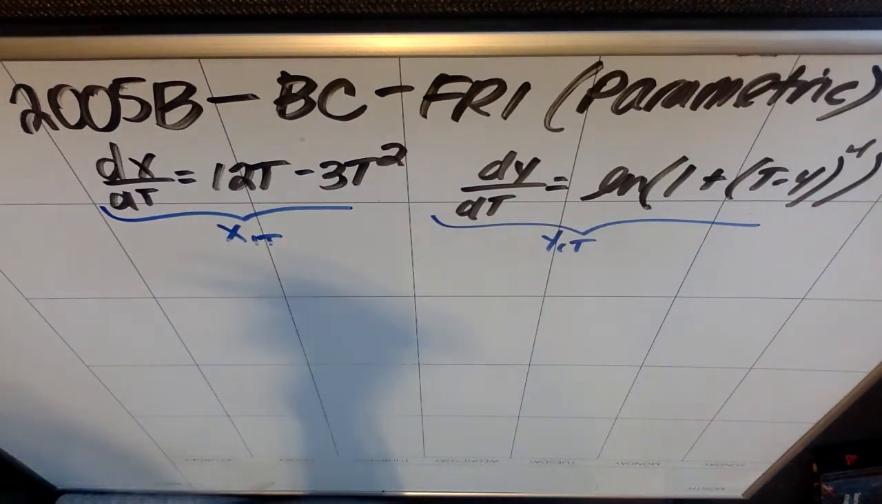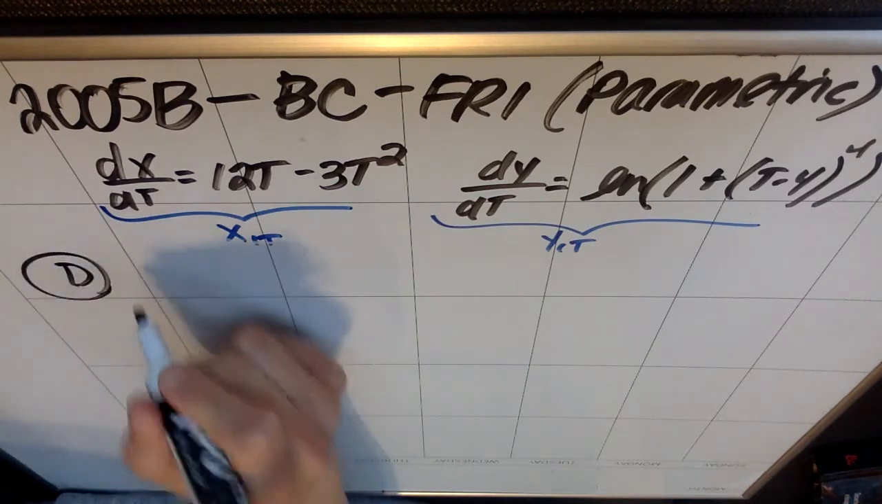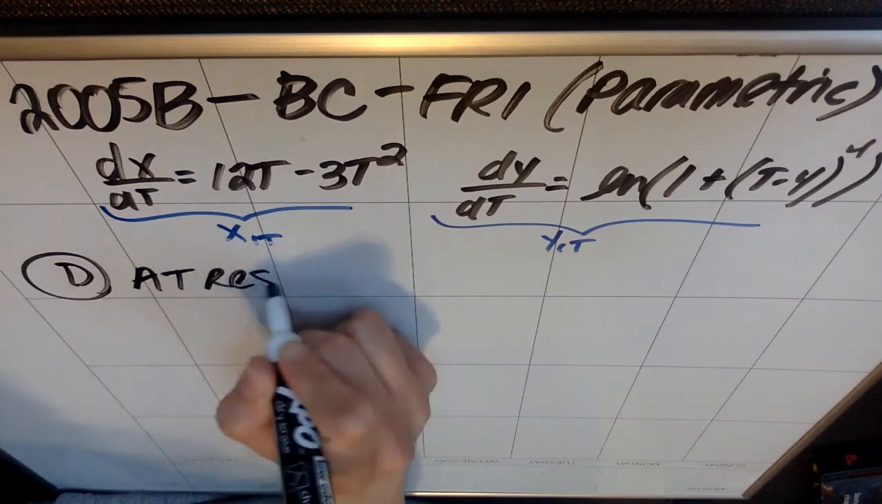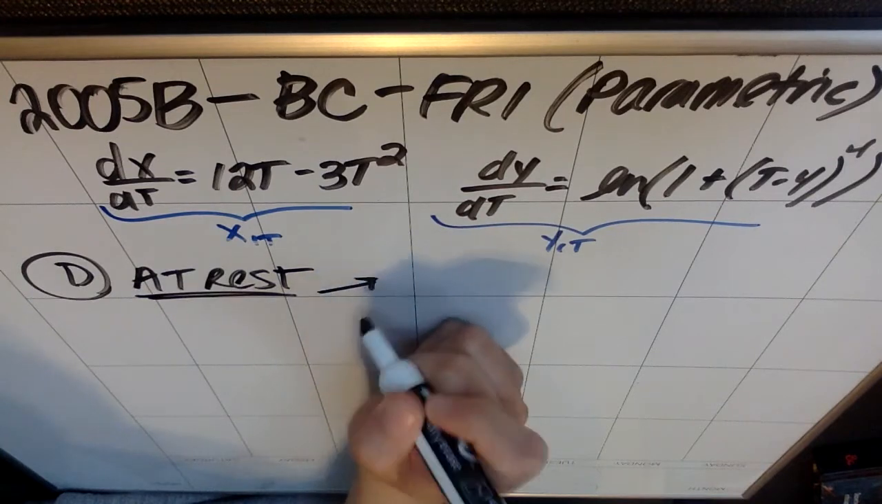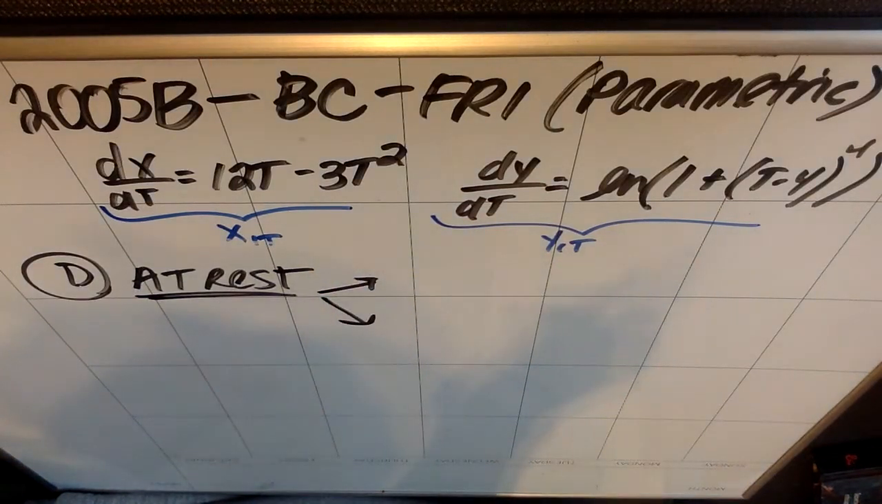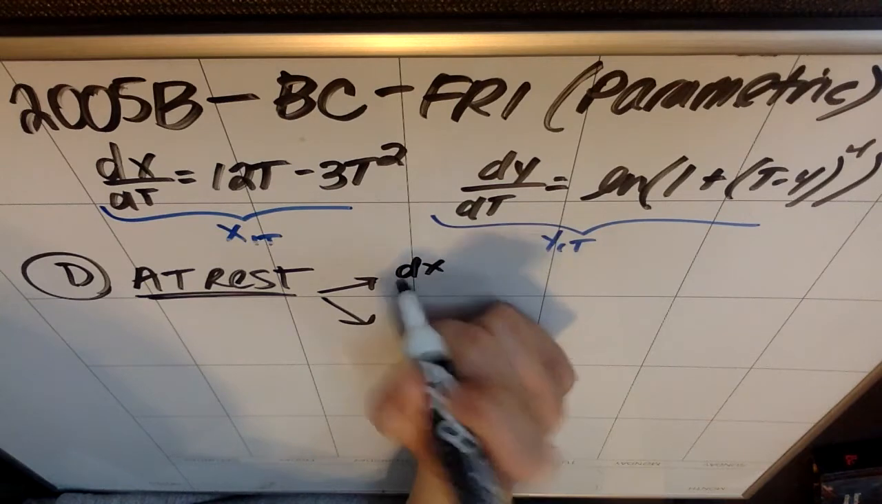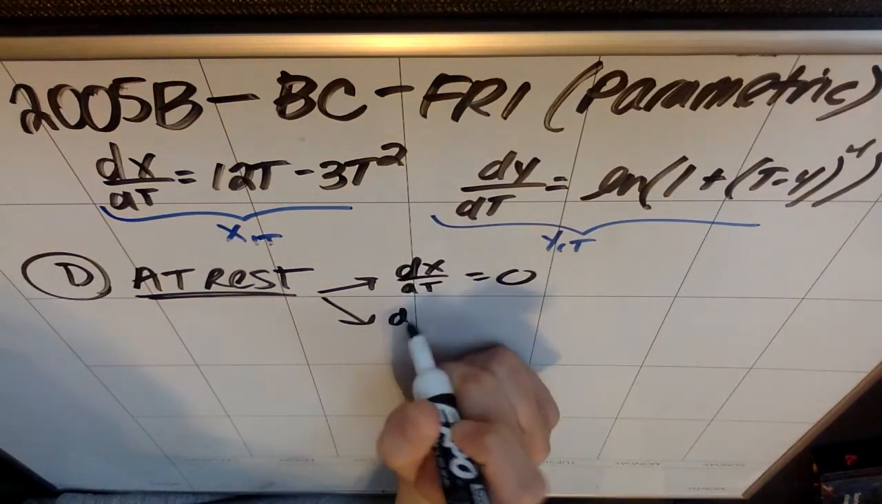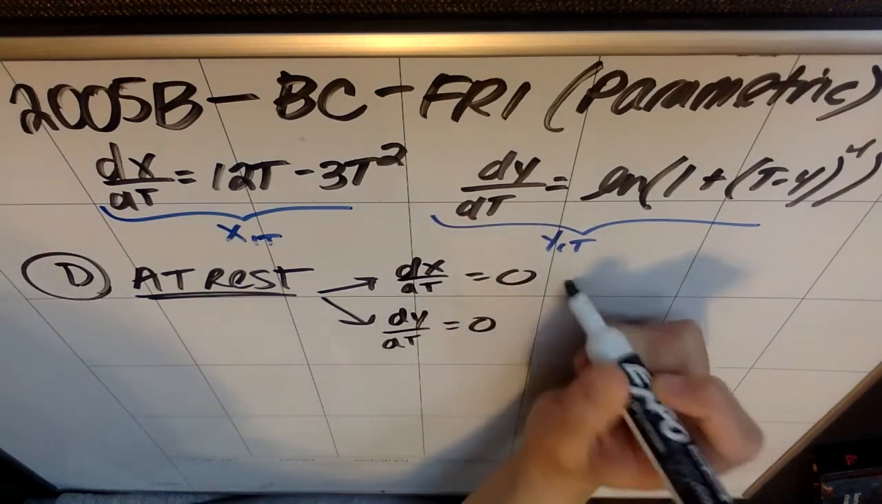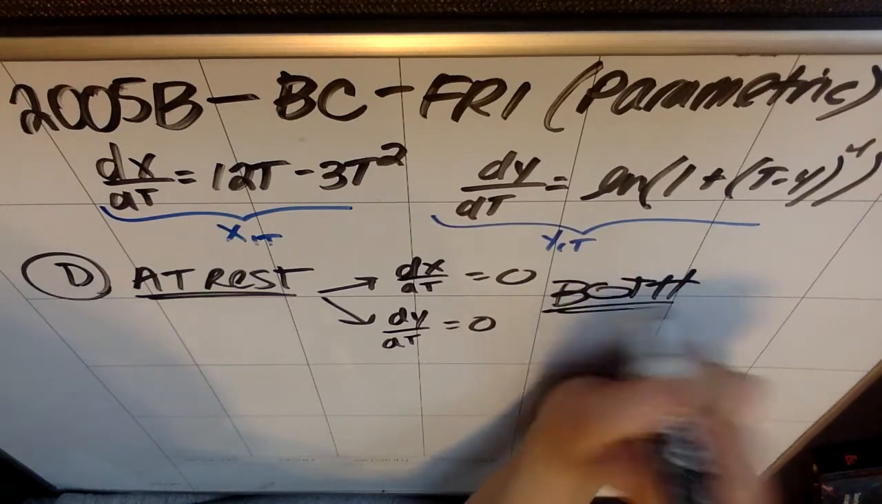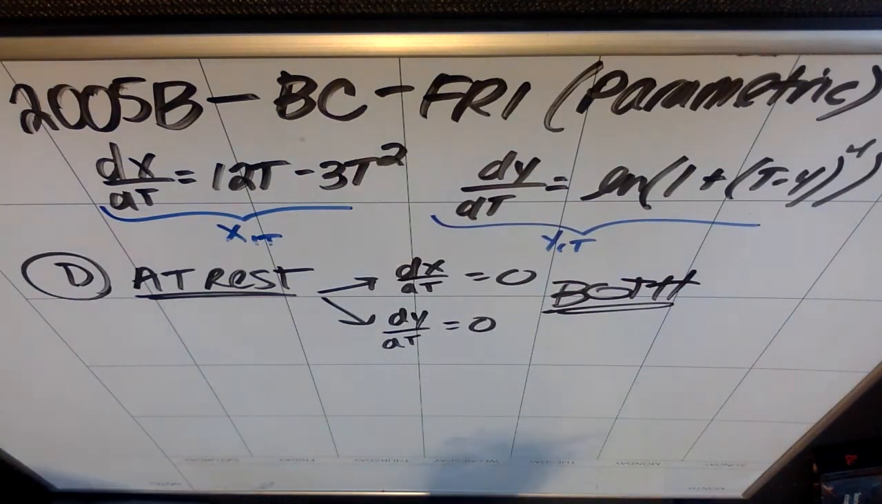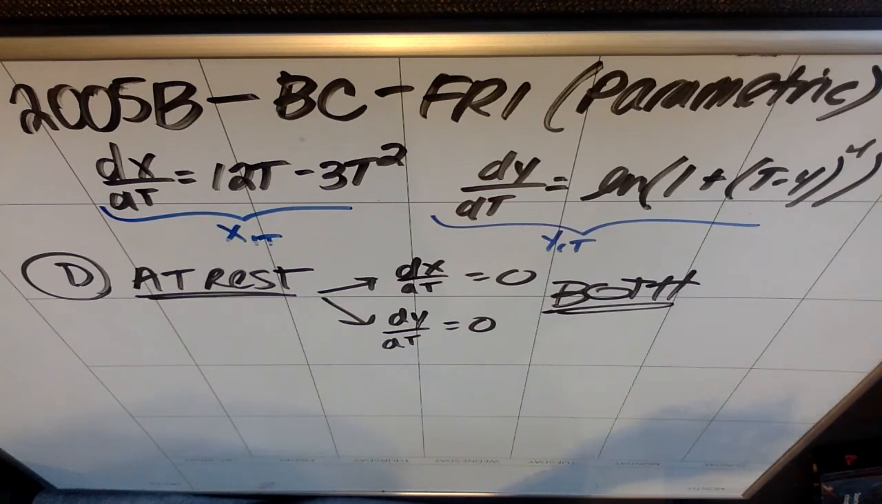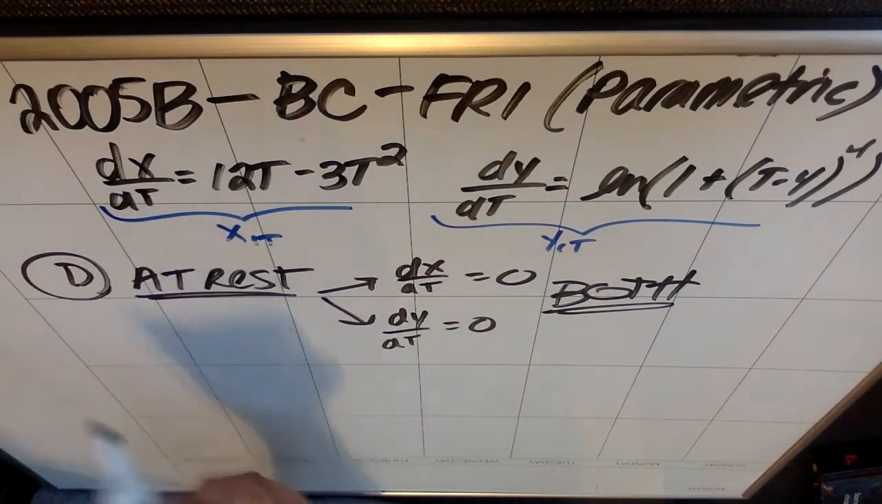So the trick is that at rest means two things in parametric, right? To be truly at rest, you are at rest both horizontally and vertically. So what it means is that both dx/dt and dy/dt equal 0. Both of them. That's the important information. Now, one of these you can find really easily by just doing some factoring, and that's fine. The other one you could probably actually solve pretty easily, or you could use a calculator. It's up to you. All right, so let's find these values.